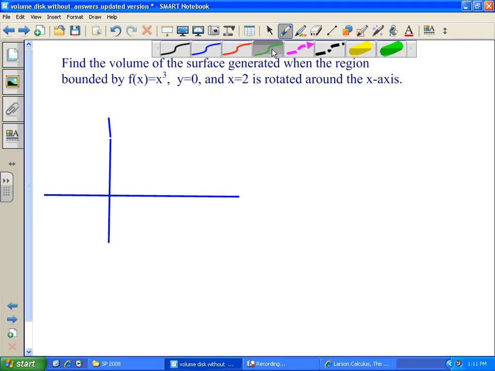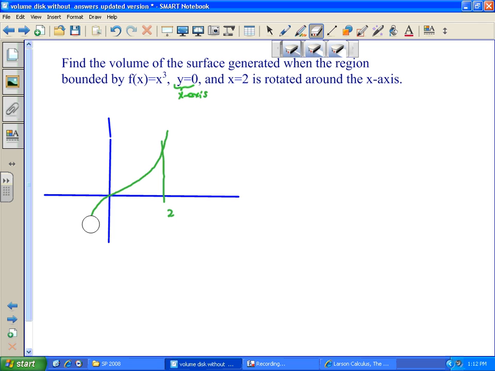So we have y equals x cubed. Y equals 0, which is the x-axis, right? And x equals 2. So it looks like I don't even need that first portion of that curve. So this is the region that we have, and it's going to be rotated around the x-axis.